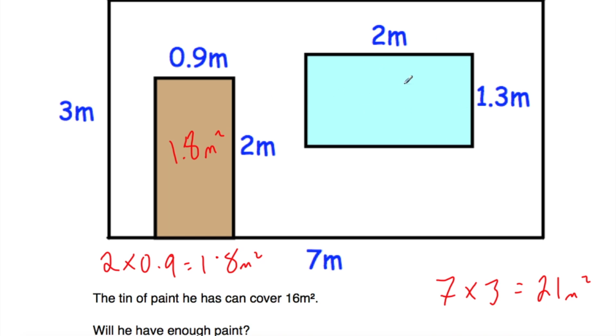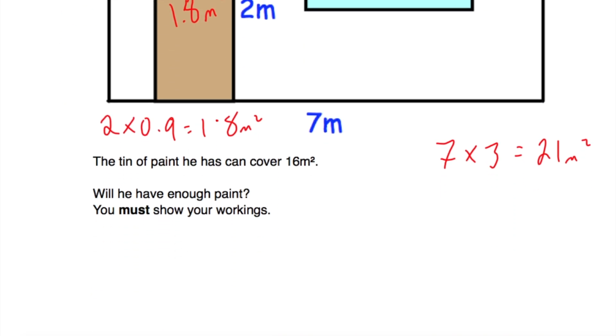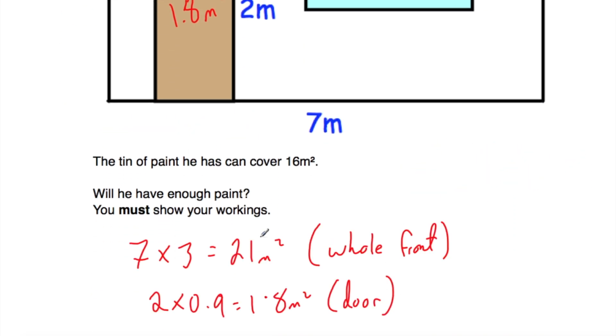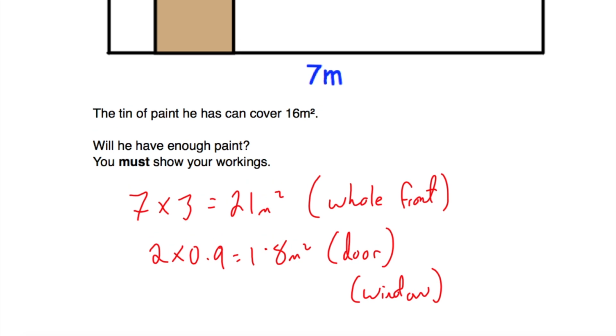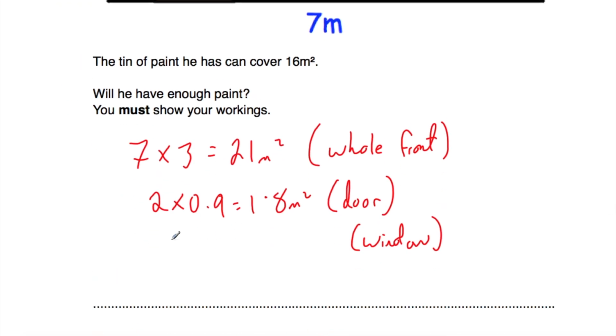Now let's find the area of the window. So that's going to be 2 times 1.3. Let's just set this out a bit better. So just labelling this, we've got the whole front of the house is 21 meters squared. The door is 1.8 meters squared. And in terms of the window, so let's write window. For the window, it's going to be 2 multiplied by 1.3. So 2 multiplied by 1.3 and double 1.3 would be 2.6 meters squared.